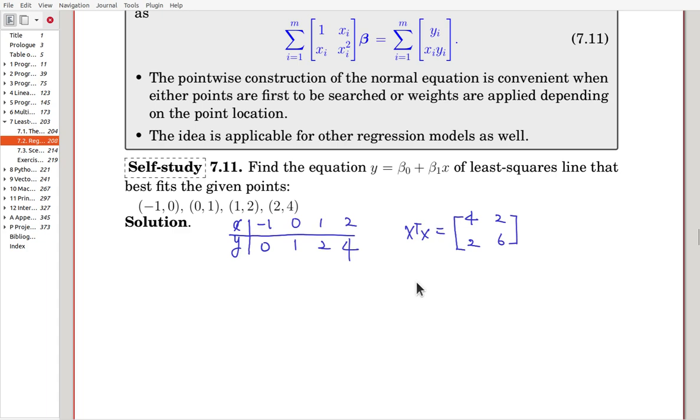Okay. How about the right side? X transpose y. The first component is a summation of y values. This one is now 7 and the sum of xi yi. Here, 0 and 2 plus 8, so it is 10. So we have to solve the matrix times the regression coefficients equals this right side.